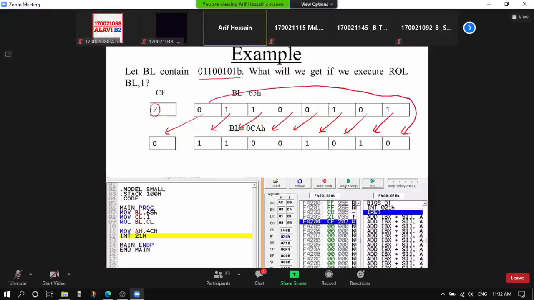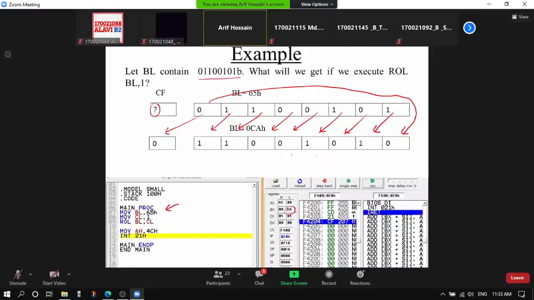Is it understood now? Yes, sir. So the exact same thing is quoted over here. We have given 65H, and we have performed one rotate left. The answer we got in BL is CA. CA is basically your 1 1 0 0 1 0 1 0. So we are getting the exact same answer.